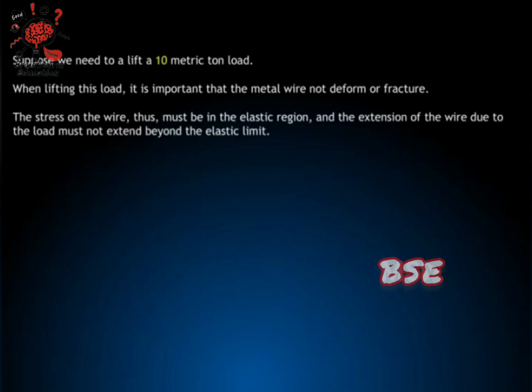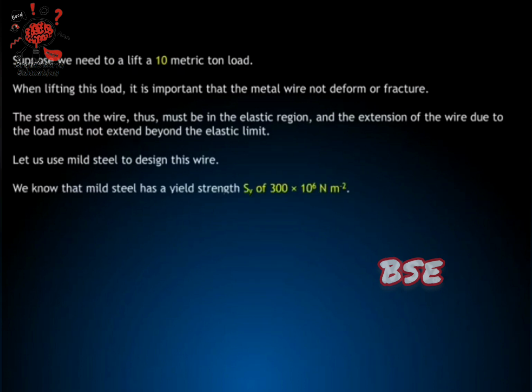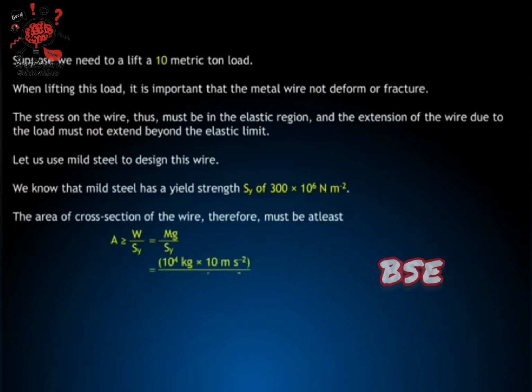The stress on the wire thus must be in the elastic region, and the extension of the wire due to the load must not extend beyond the elastic limit. Let us use mild steel to design this wire. We know that mild steel has a yield strength psi of 300 into 10^6 Newton per square meter. The area of cross-section of the wire therefore must be at least A greater than or equal to W by psi, which is equal to mg by psi.